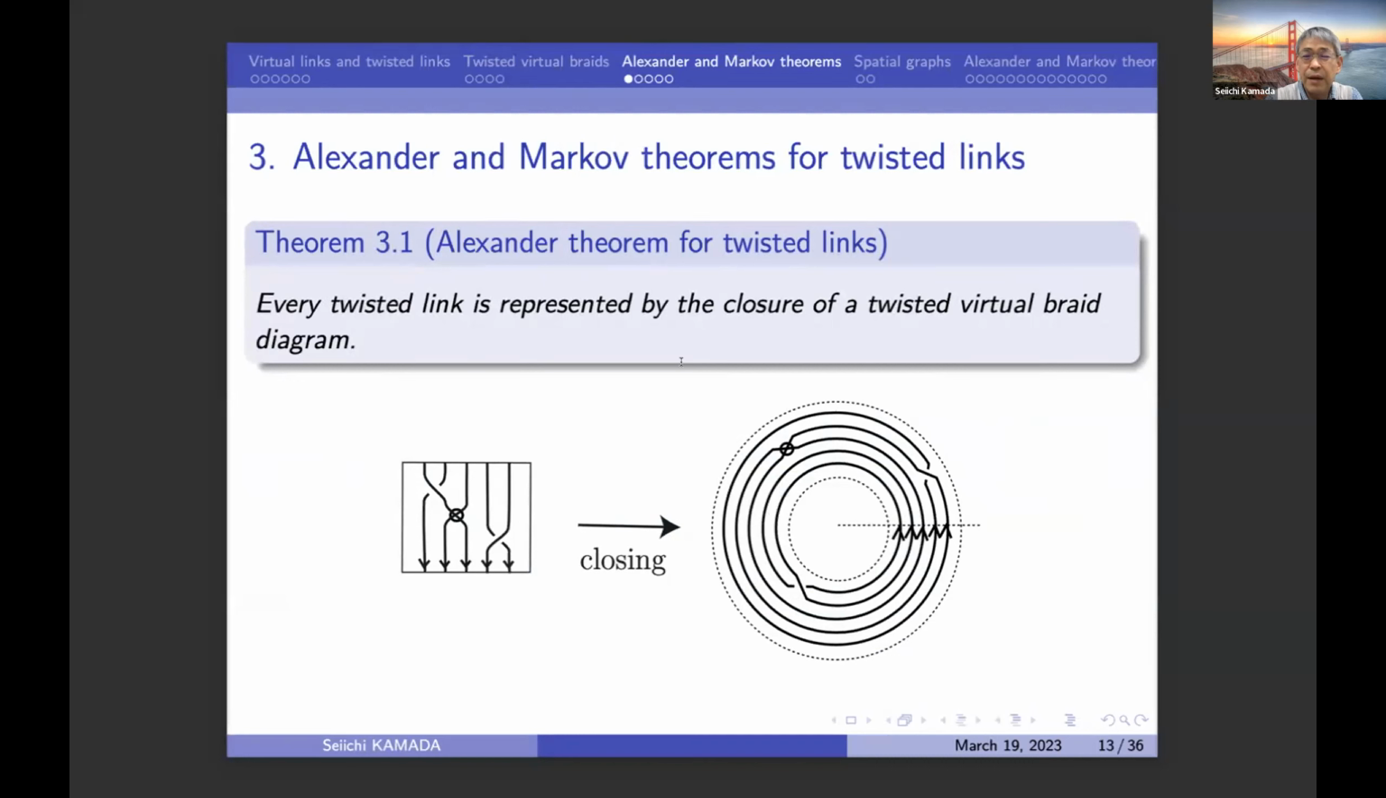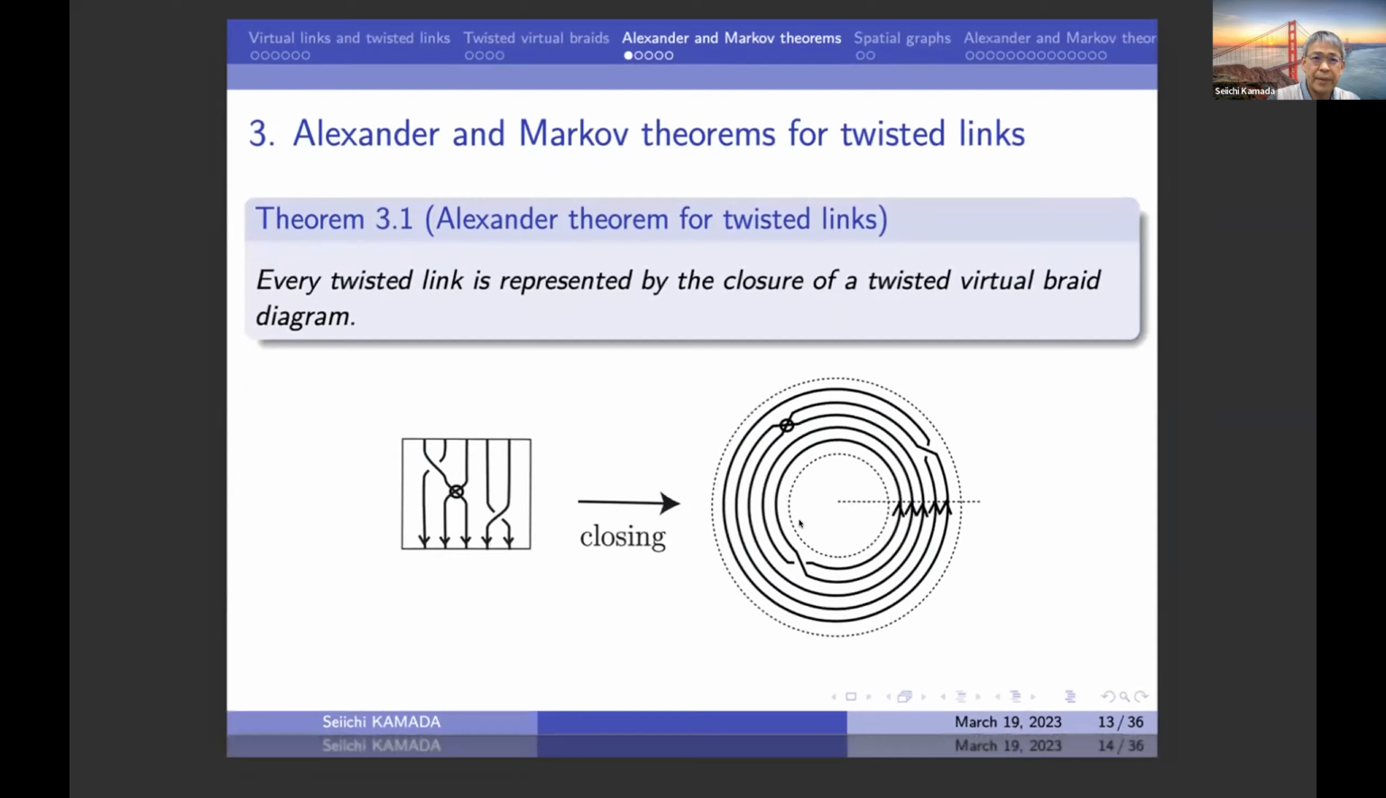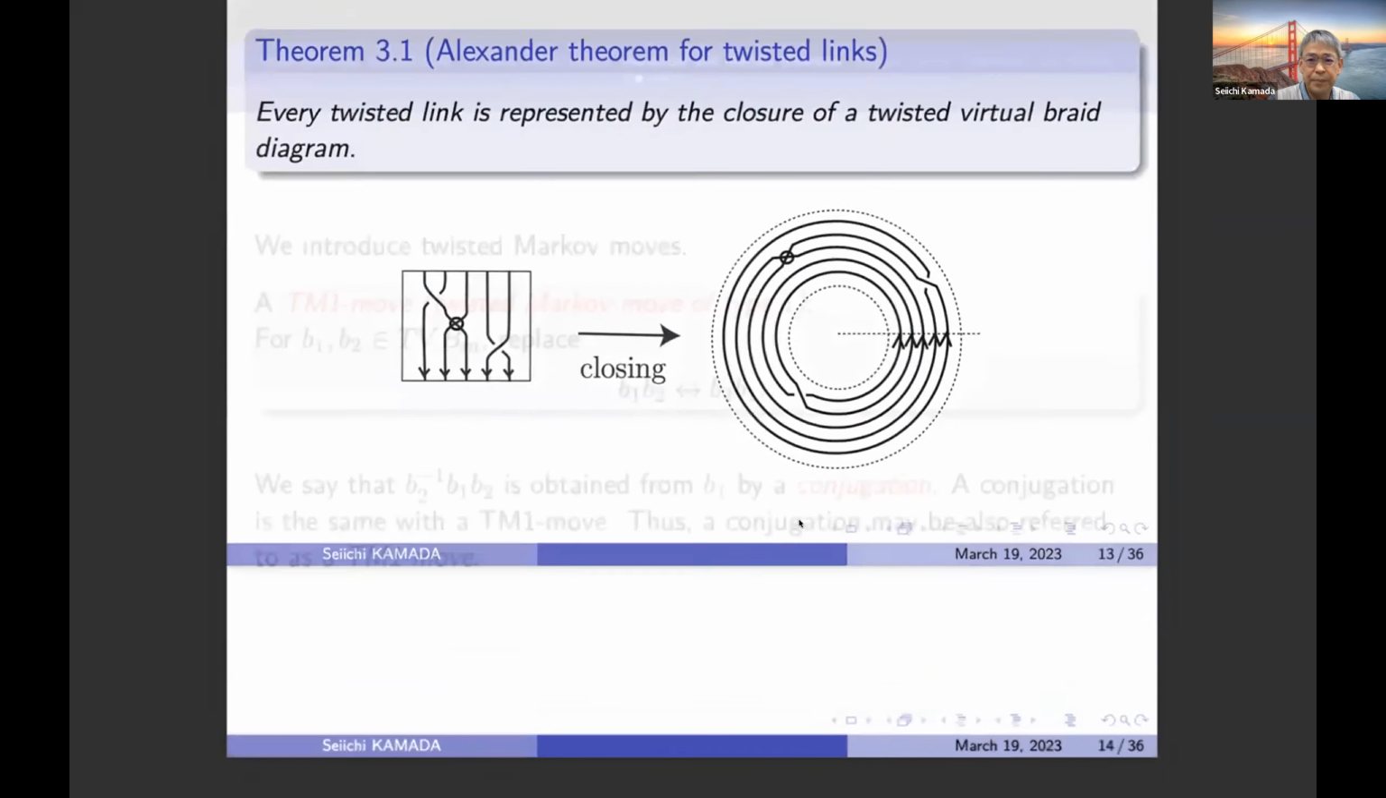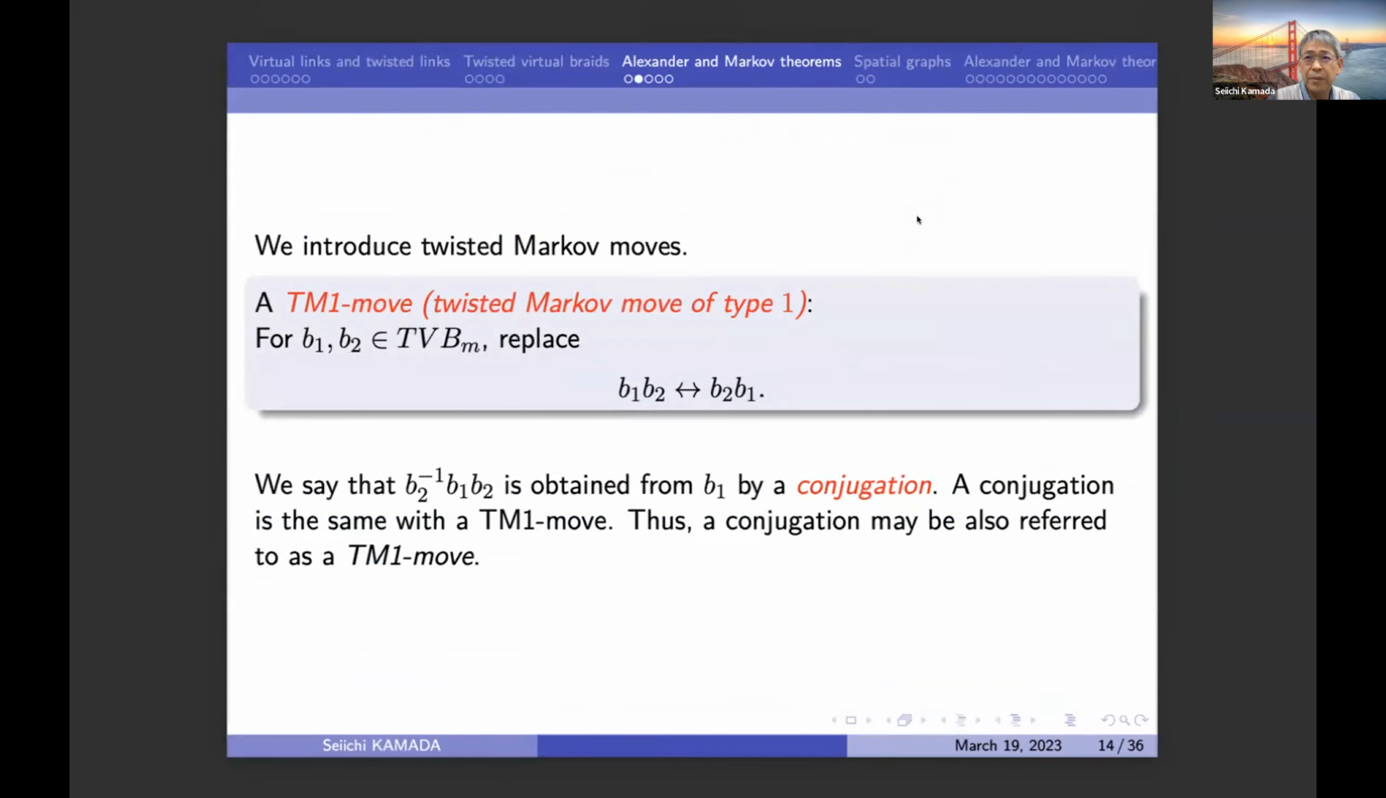First, Alexander theorem for twisted links. Every twisted link is represented by the closure of a twisted virtual braid diagram. So here is a twisted virtual braid diagram and taking closure. Okay. So any twisted link is represented in this form. This is Alexander theorem. And Markov theorem, we introduce three kinds of moves.